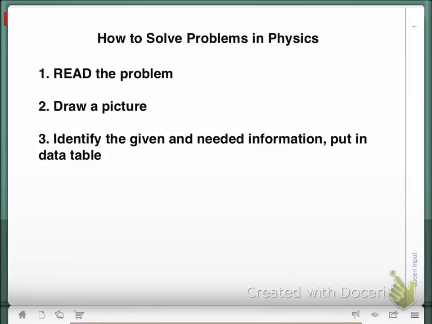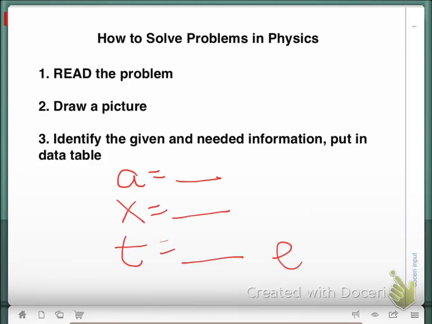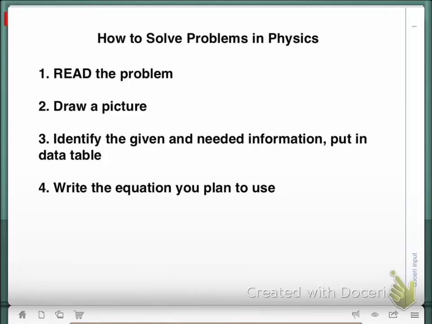Third step is to identify the information that you need and the information that's been given and put this all in a data table. This could be acceleration, position, time, or any other variables. The fourth step is to write down the equation you plan to use. Some examples include x equals vt and v equals v0 plus at.